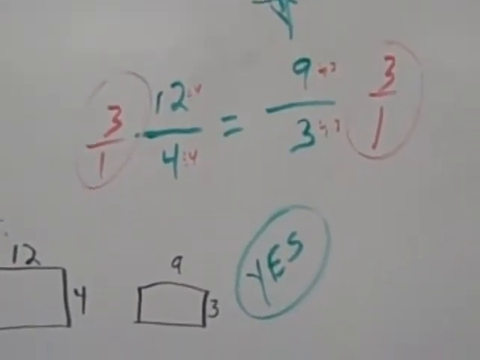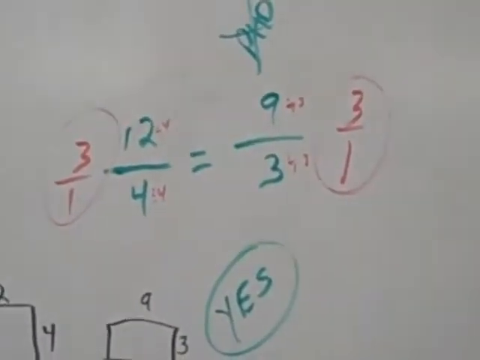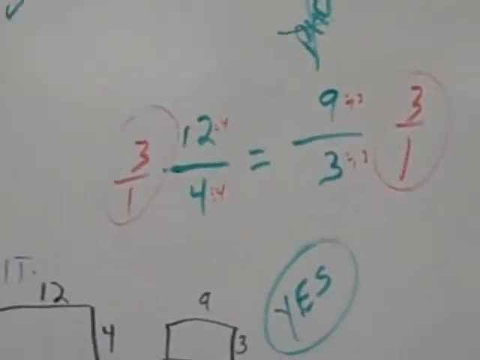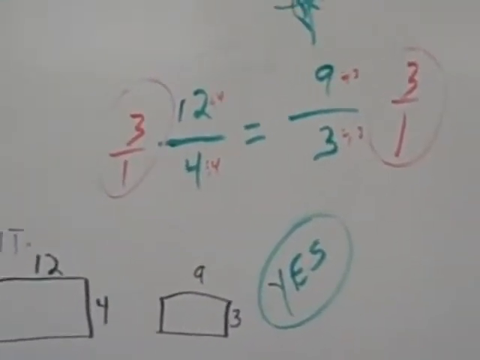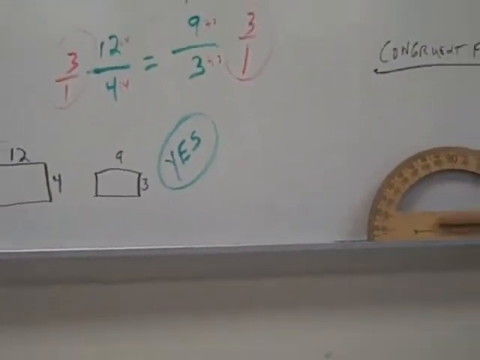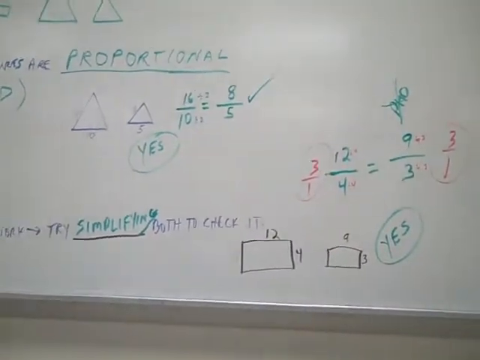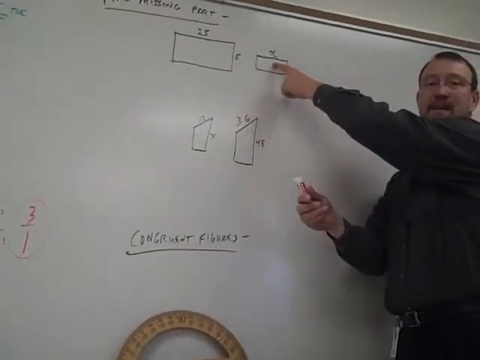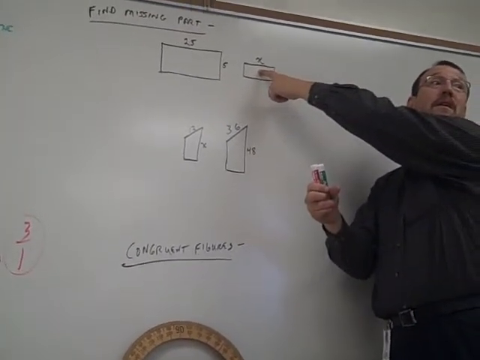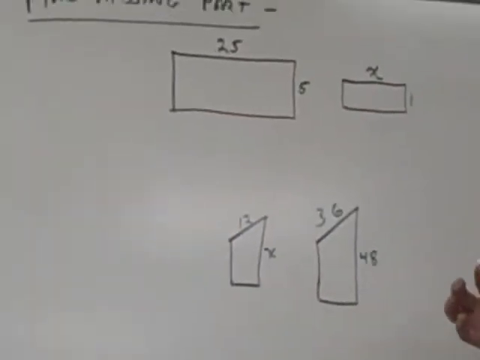If they're not proportional, these won't equal. And what if they don't equal? Then you say, no, they're not proportional, they're not similar. Okay? Knowing that they are proportional helps us if part of it's missing. If we know they're proportional, we can find the missing part.